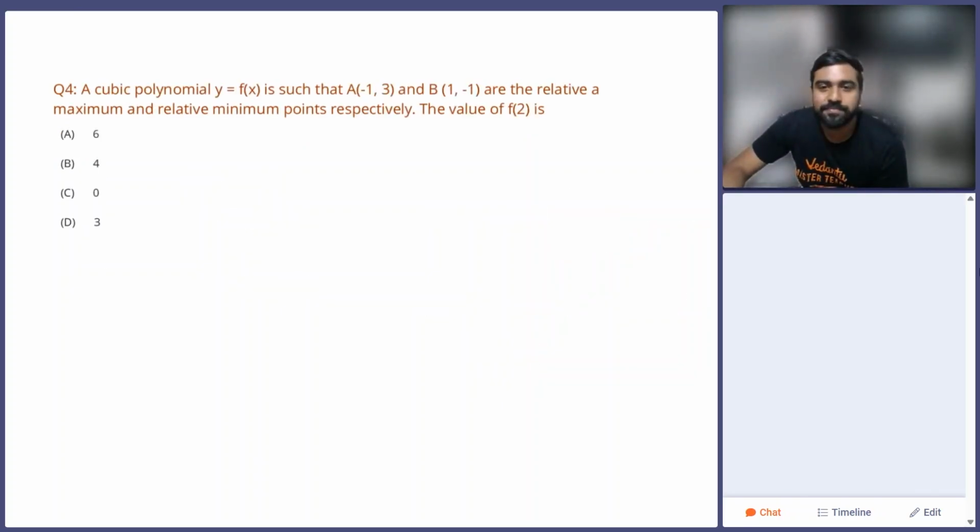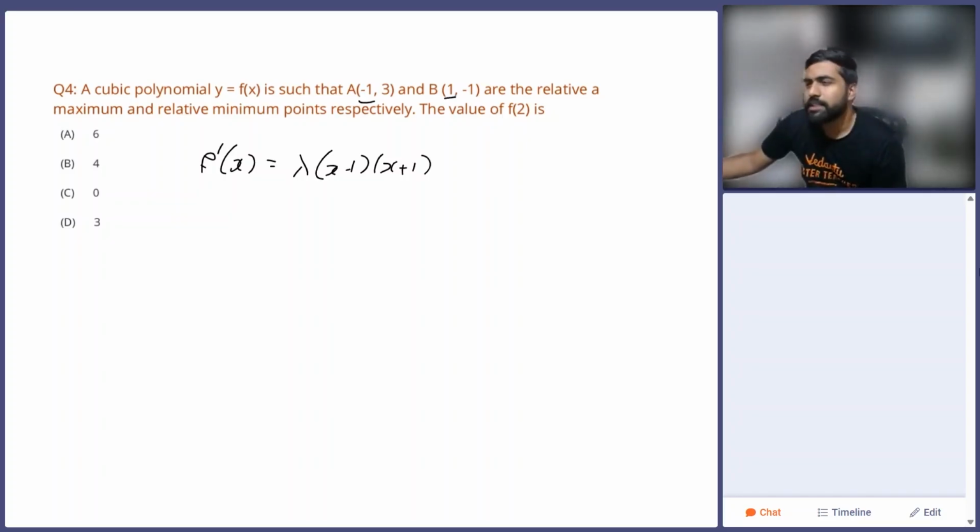Chalo, moving on. What do we have? You have a cubic polynomial y = f(x) such that (-1, 3) and (1, -1) are the local maxima and local minima. Basically -1 and 1 are the critical points. So can I say that f'(x) will be some lambda times (x - 1) into (x + 1), right? Because 1 and -1 are the critical points, so some lambda into (x - 1)(x + 1) will be the expression for f'(x). So which means can I say f(x) is, achha, what is this? This is x squared minus 1, right?